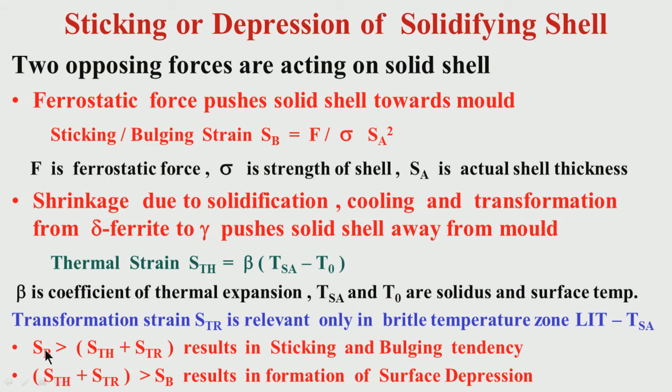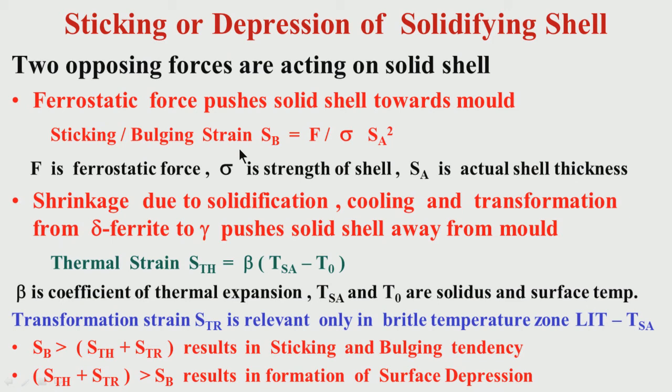So, let me try to come to a very interesting observation here. I have talked about two strains. Due to ferrostatic force, there is a sticking or bulging strain. Sticking, because when the strand is within the mold, the ferrostatic force will push the solid shell towards the mold. But when the strand is coming out of the mold, there is no mold to support. So, what is pushing? It is pushing the solid shell and causing bulging in the secondary cooling zone.